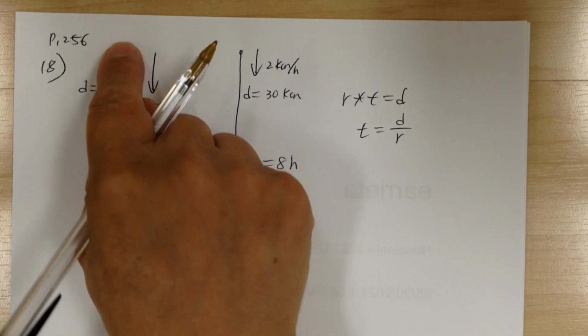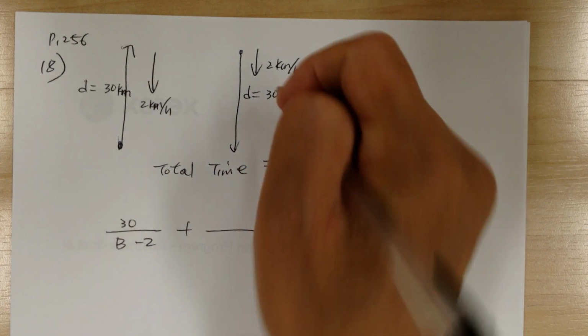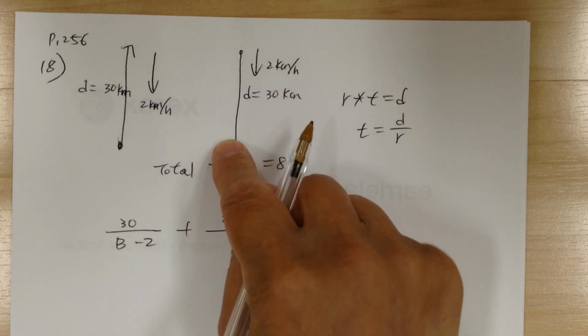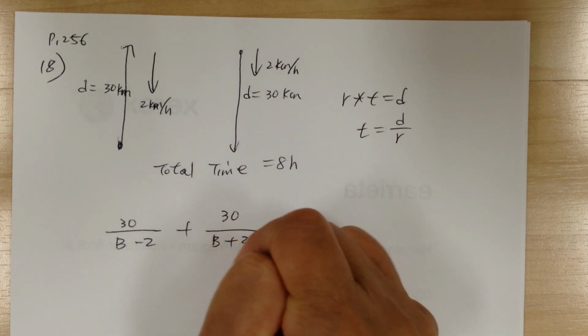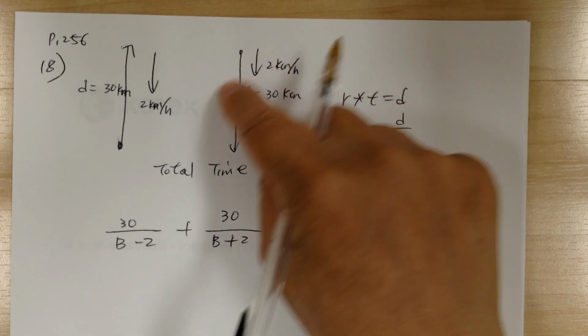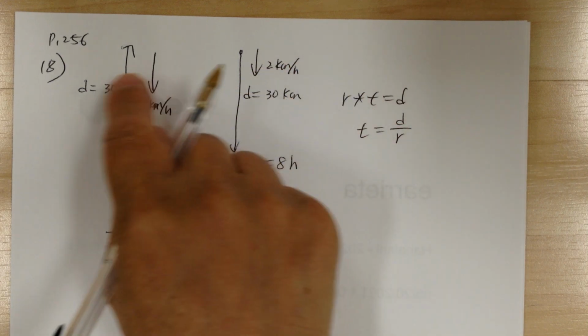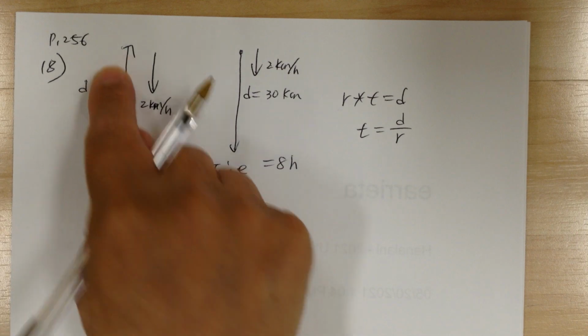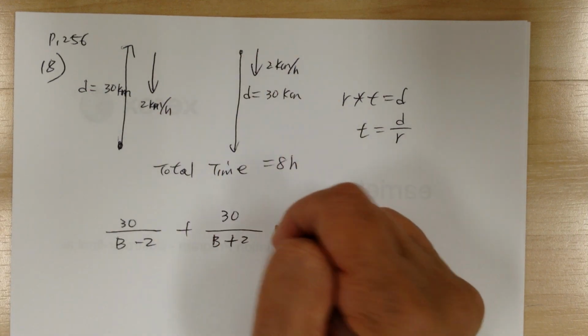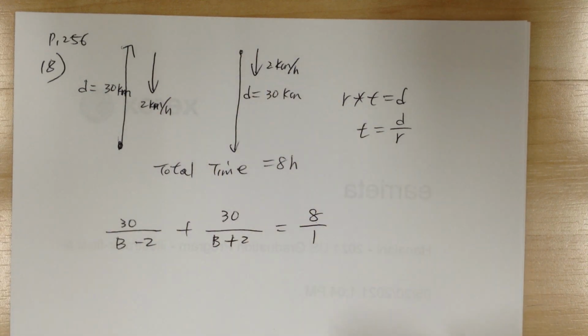So this is the time going up, plus the time coming down. Coming down, again, distance is 30, but the speed would be v plus 2, right? The speed of the boat. So notice that same direction, you have to add. They are going opposite directions, so you have to subtract. So this is the time going up, this is the time coming down, and this will equal a total of 8 hours. Okay, so that's the equation you have.